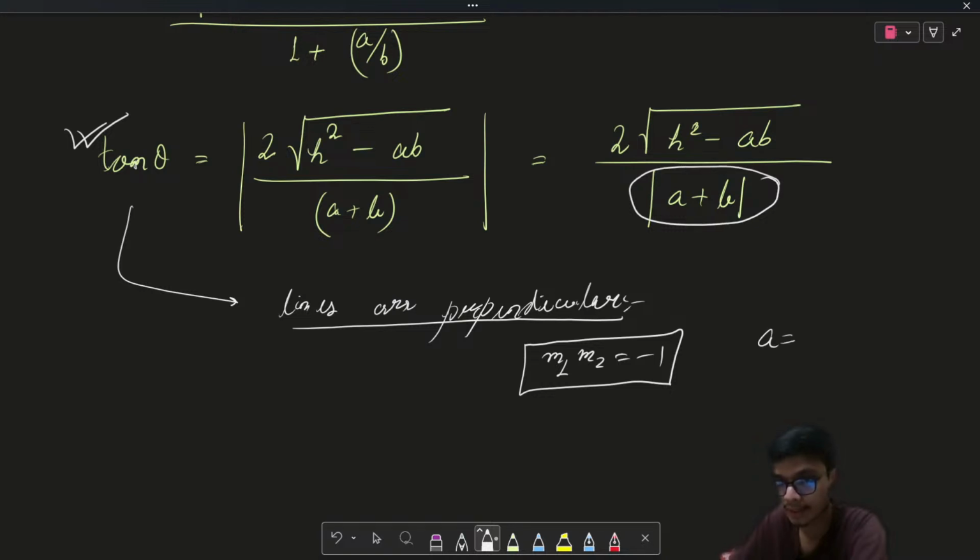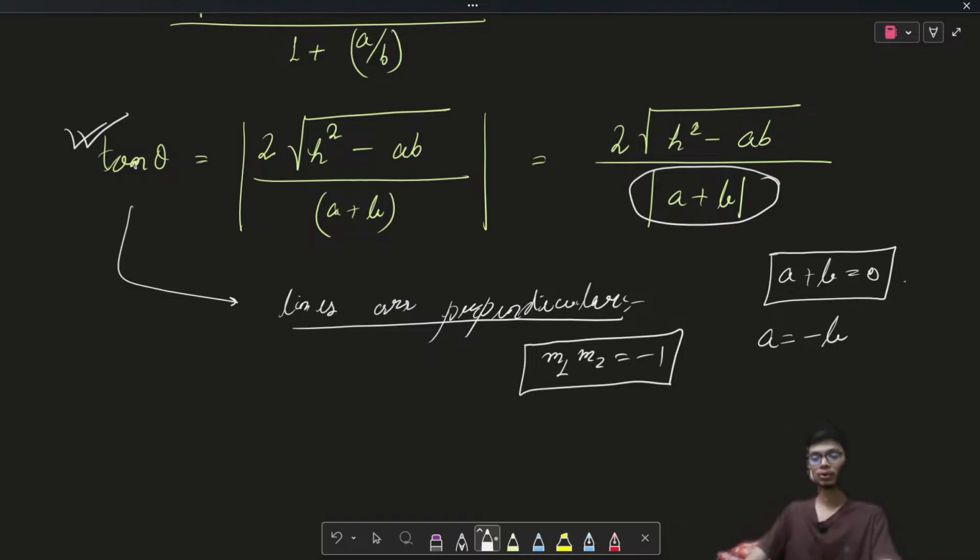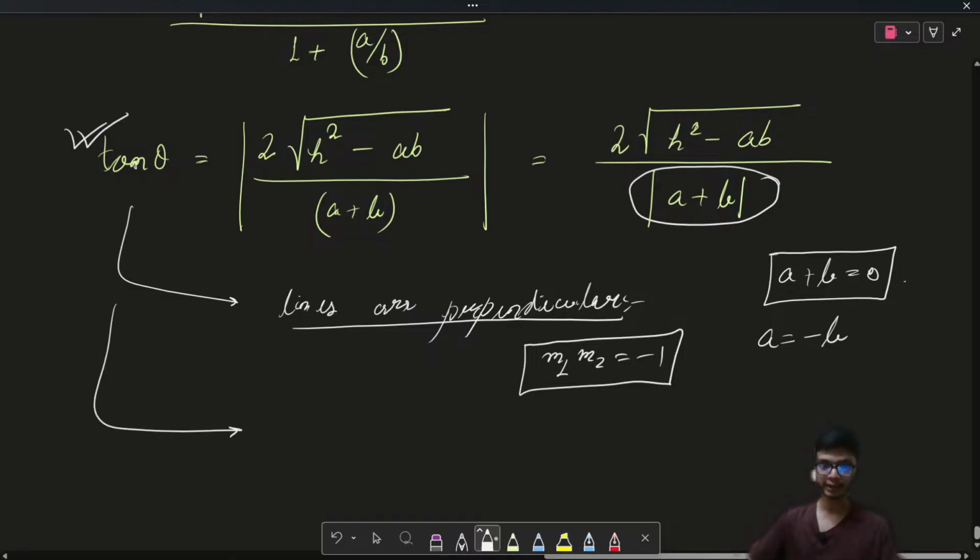So that is basically a is equal to minus b, right? Or I can write a plus b is equal to 0. So when the coefficient of x square and y square sum to 0, then the lines are perpendicular. And in a similar manner, I can also obtain another relation for lines that are parallel, right?